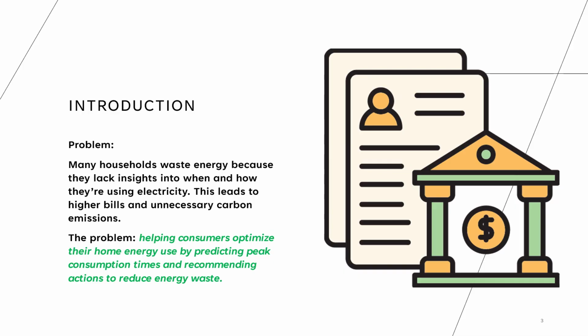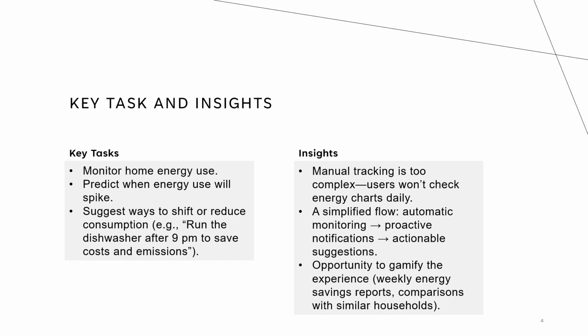The problem that we're solving is helping optimize their home energy use by predicting peak consumption times and recommending actions to reduce energy waste. The key task over here is to monitor home energy usage, predict when use will spike, and suggest ways to shift or reduce consumption, such as run the dishwasher after 9 p.m.